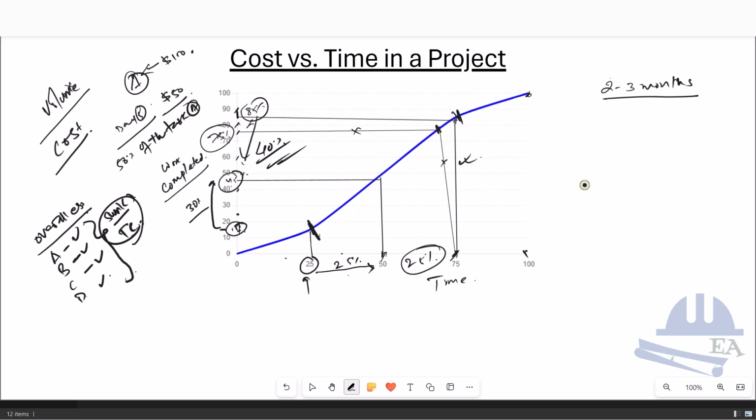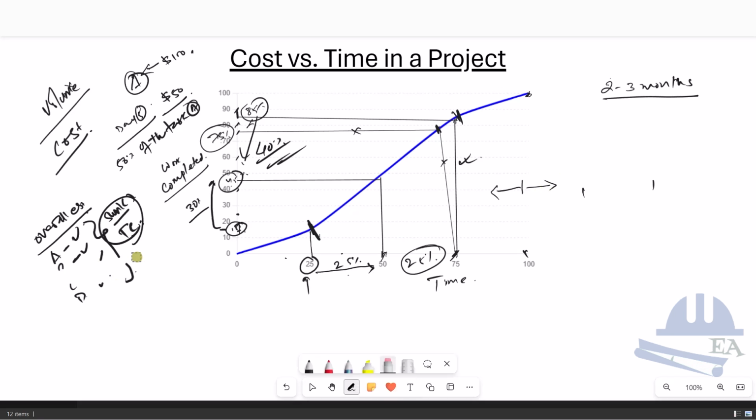Which means that if it's a 1 year project, the project completes exactly in 1 year. But that normally doesn't happen. Either the project completes ahead of its time, or it completes later than the projected time.